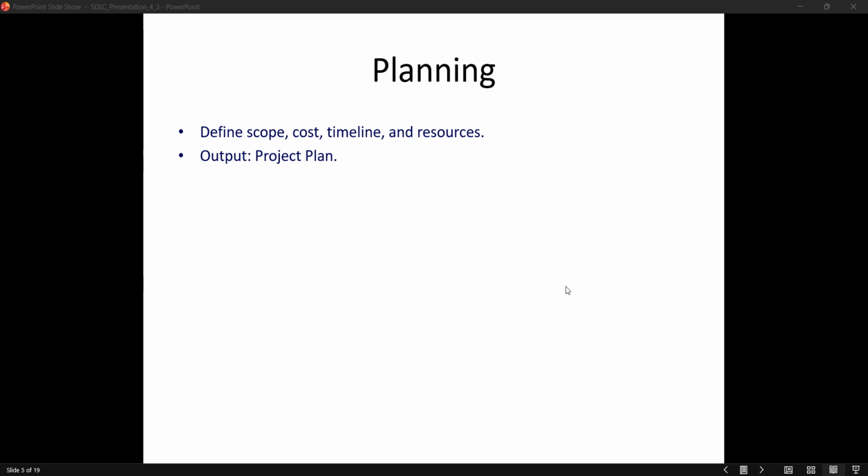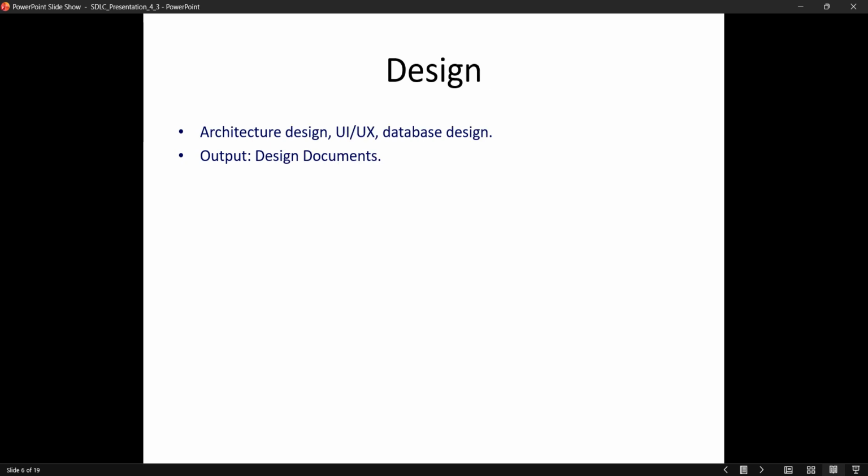Second is planning. The planning phase defines the overall strategy of the project. The team determines the project scope, timeline, cost estimates, resource allocation, and risk analysis. Project managers create the project plan and identify feasibility constraints. This phase sets the foundation of successful software delivery.